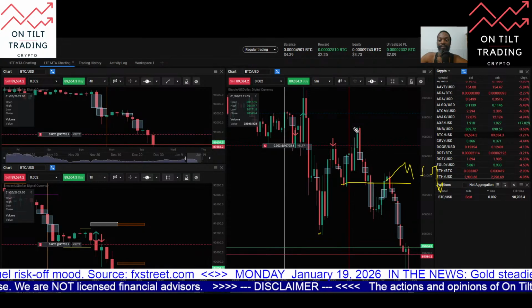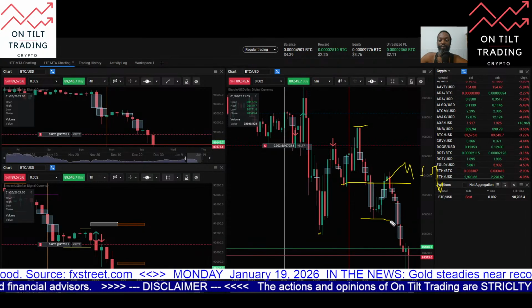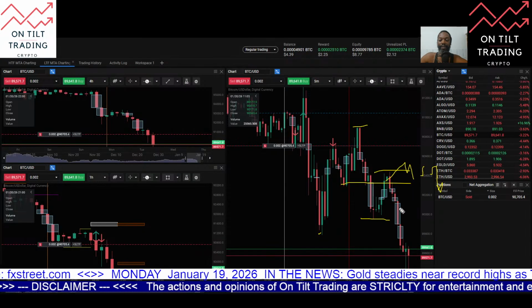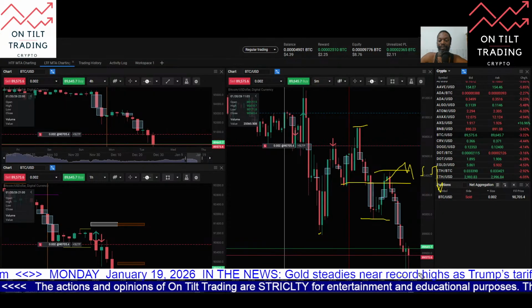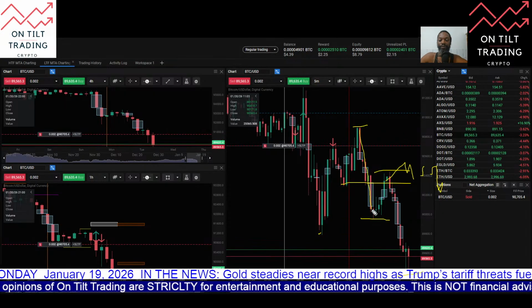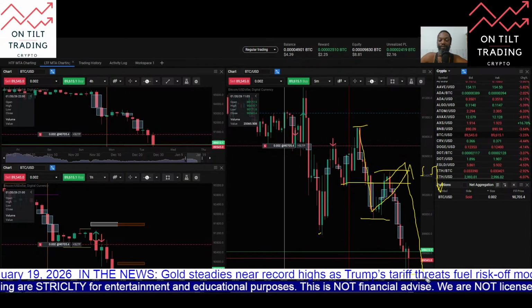And now you can see there's a high here, there's a low, there's a higher high, and now putting in a lower low. So you can see the price action here.